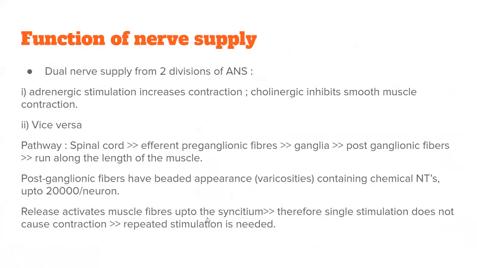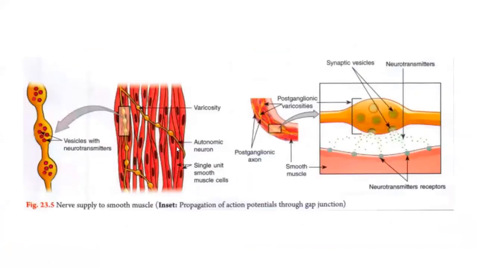Release activates muscle fibers only after summation. Therefore, a single stimulation does not cause contraction, whereas repeated stimulation can. These are the varicosities I was talking about. These are vesicles with neurotransmitters. They release onto this muscle fiber, and it has receptors for it.